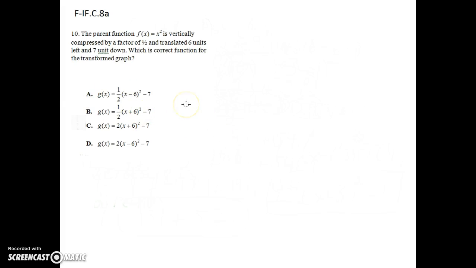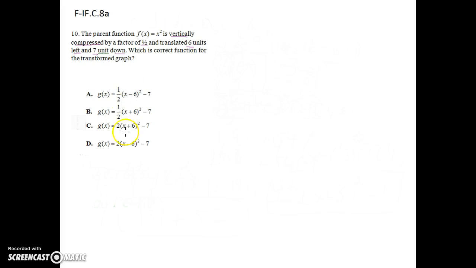This one we have a transformation. The parent function being x squared means what we're going to be working with is a quadratic. So we're going to have an x and a squared in our answer. Once we get to future units, we'll be having different functions be the parent functions. So it's compressed vertically by a factor of 1/2, 6 units left and 7 down.